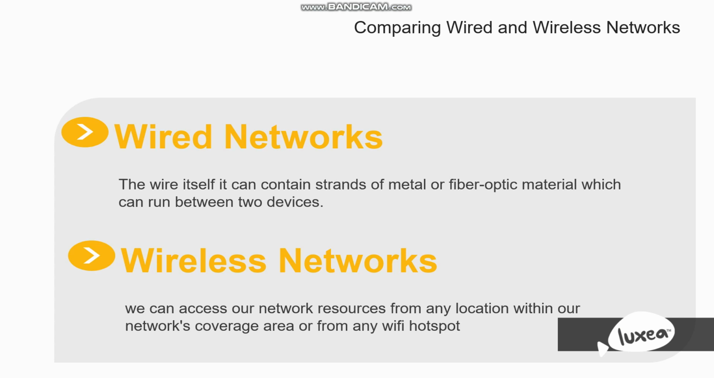So first, we will talk about wired and wireless networks. What's the difference? There's no big difference between them. Before, we were using our devices with wire connection type. The wire itself can contain strands of metal or fiber optic material which can run between two devices, like RJ45. I can say it's kind of the path of data transmission. And for wireless networks, we have Wi-Fi, the easiest one, that can explain everything.